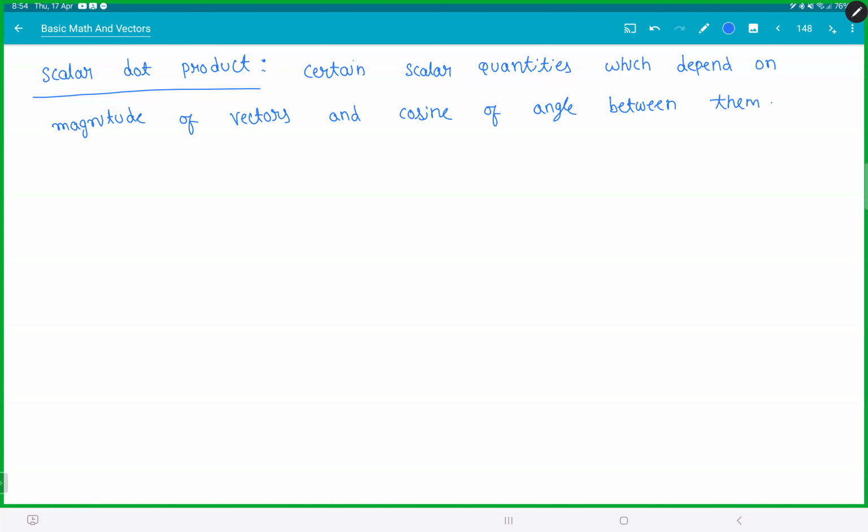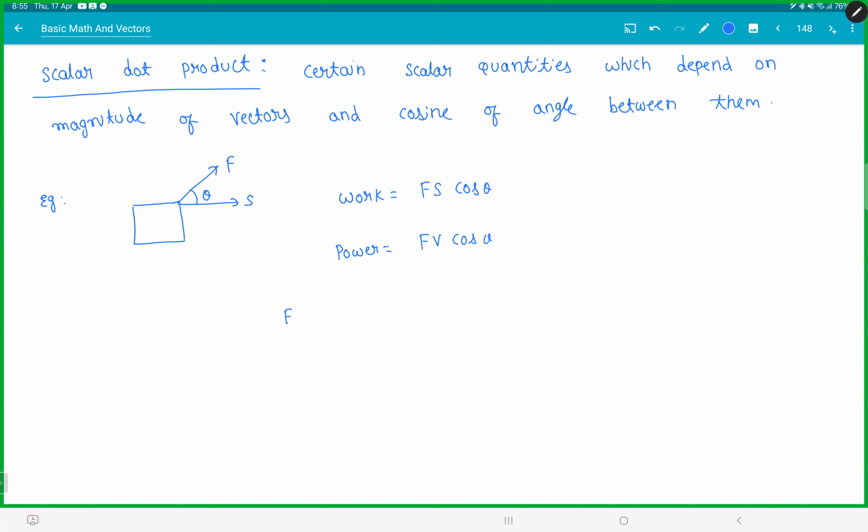So people noticed there are a lot of quantities like this which depend on cosine of the angle between two vectors. For example, let's say force is this thing. This is S and this is theta. Then we know the work done is given by Fs cos theta. Right? If you take something like power, it is given by Fv cos theta.